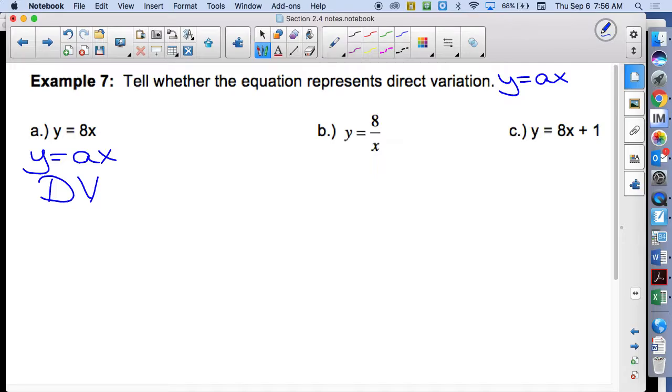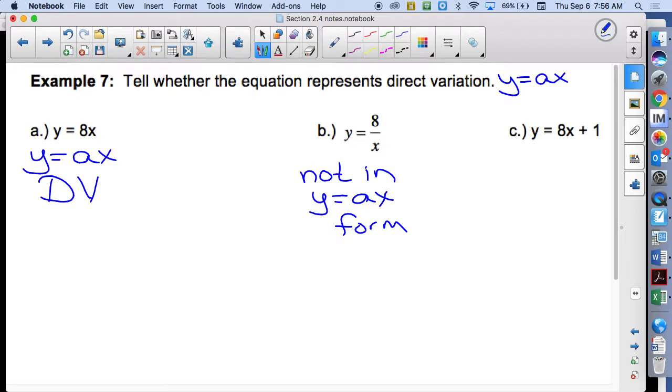Matt, what do you think about letter B? y equals 8 divided by x. Why not? Yeah. Because you're dividing, not multiplying. So it's 8 divided by x. We'll actually talk about that type of equation later on in the year. It is a special type of equation.